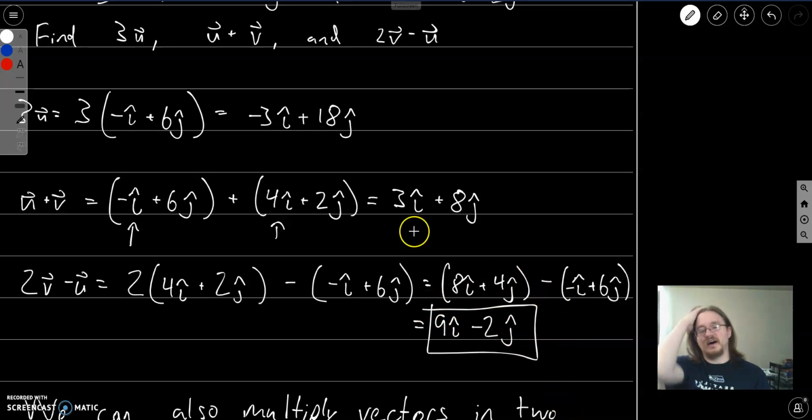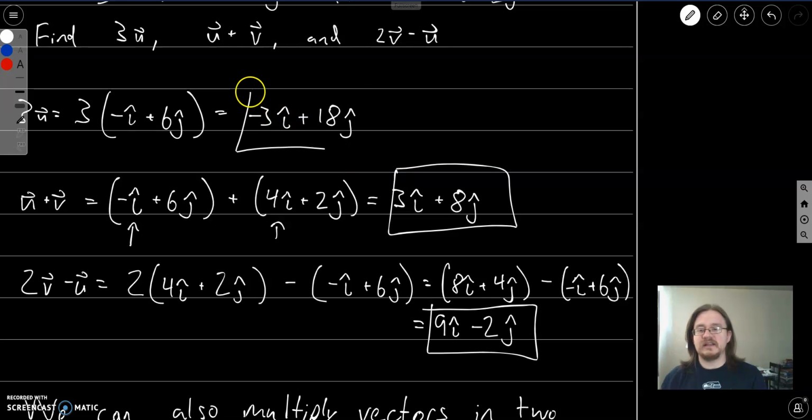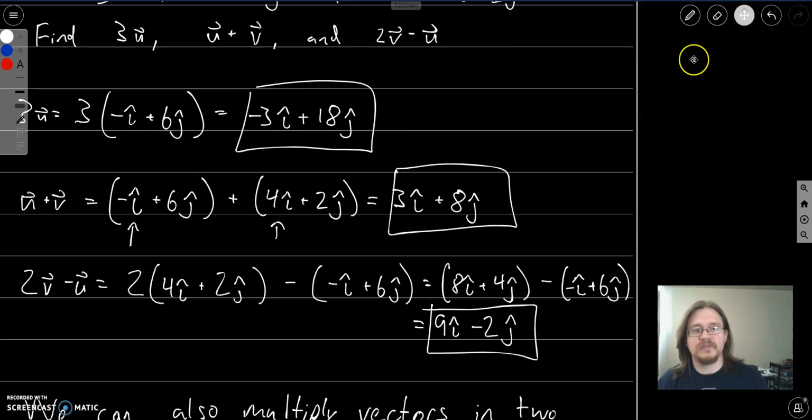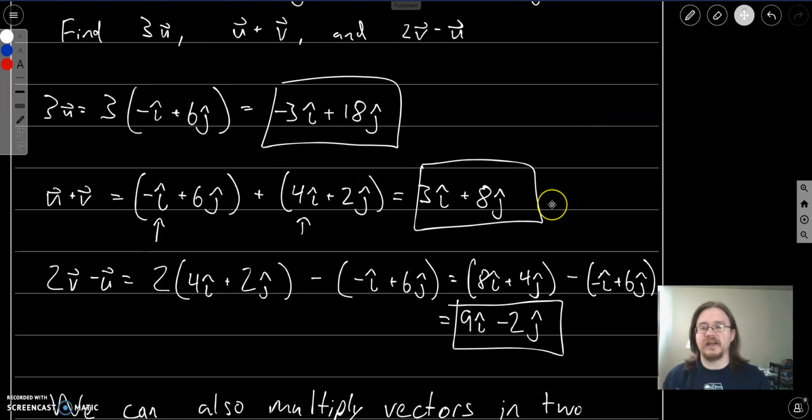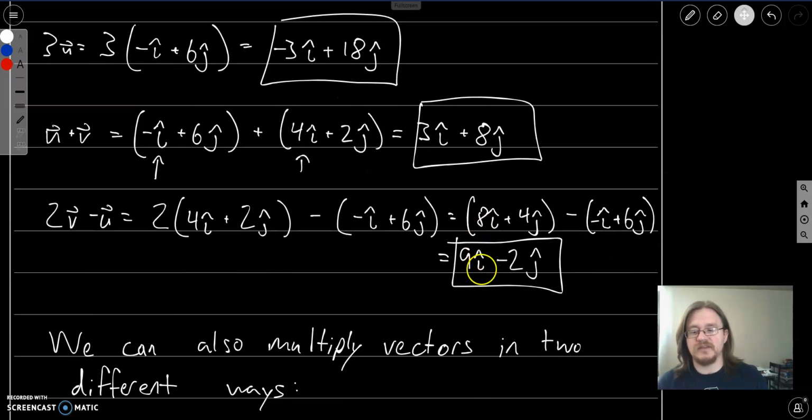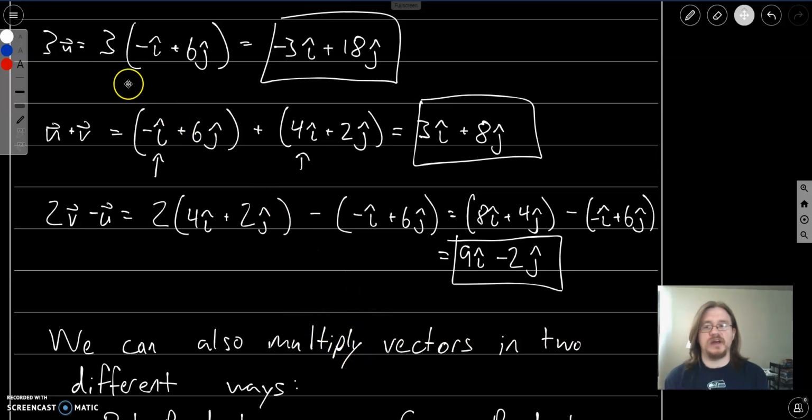So again, writing these things in terms of i and j is maybe to me a little bit less useful or less helpful than just writing the coordinates down, but ultimately it works just how you would expect. In the next video, we'll see how to multiply vectors.